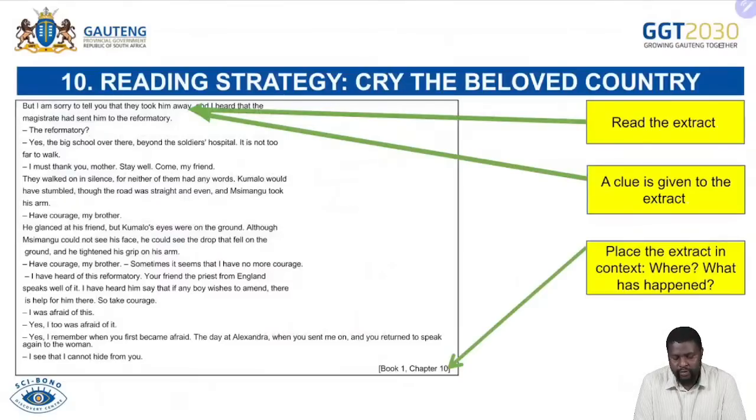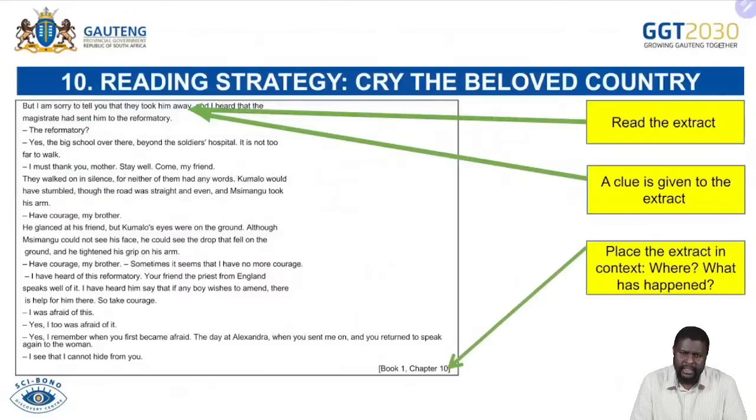This extract comes from book 1, chapter 10. But as a matriculant, you are supposed to remember what happened before this extract and what's going to happen after. This is just the during. So look at the extract. Where does it come from? Where are we in the book now?